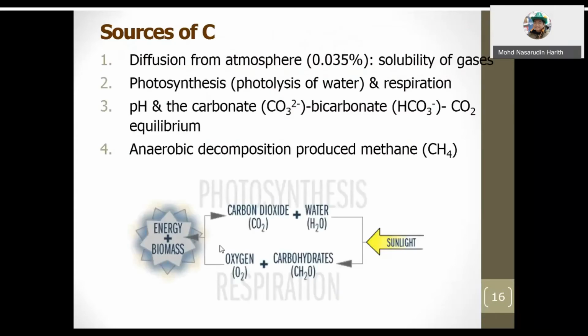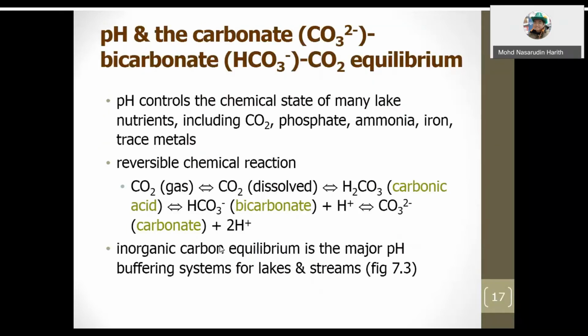There are four main sources of carbon. Number one is diffusion from the atmosphere. Number two is photosynthesis and respiration. Number three is pH and the carbonate-bicarbonate equilibrium. And number four is anaerobic decomposition that produces methane. The pH controls the chemical state of many lake nutrients, including carbon dioxide, phosphate, ammonia, iron, and trace metals.